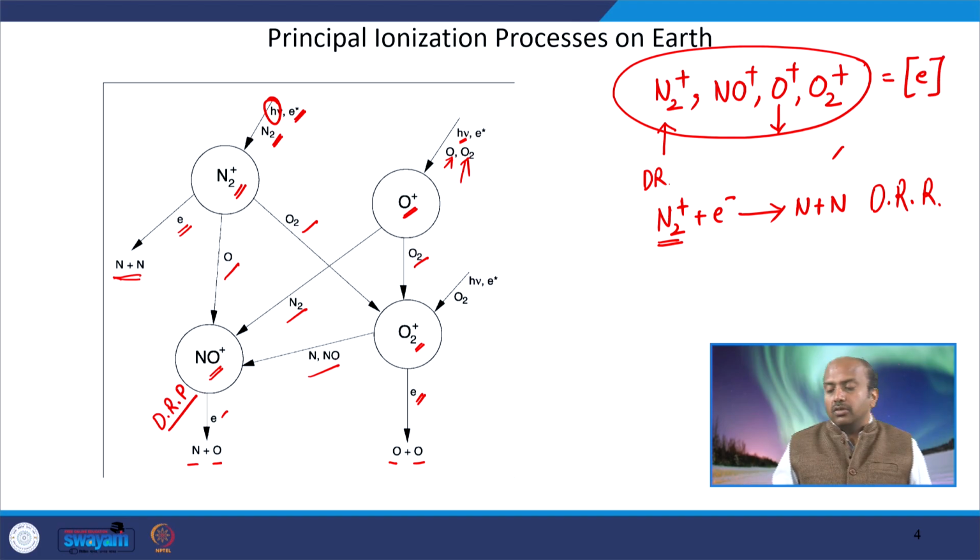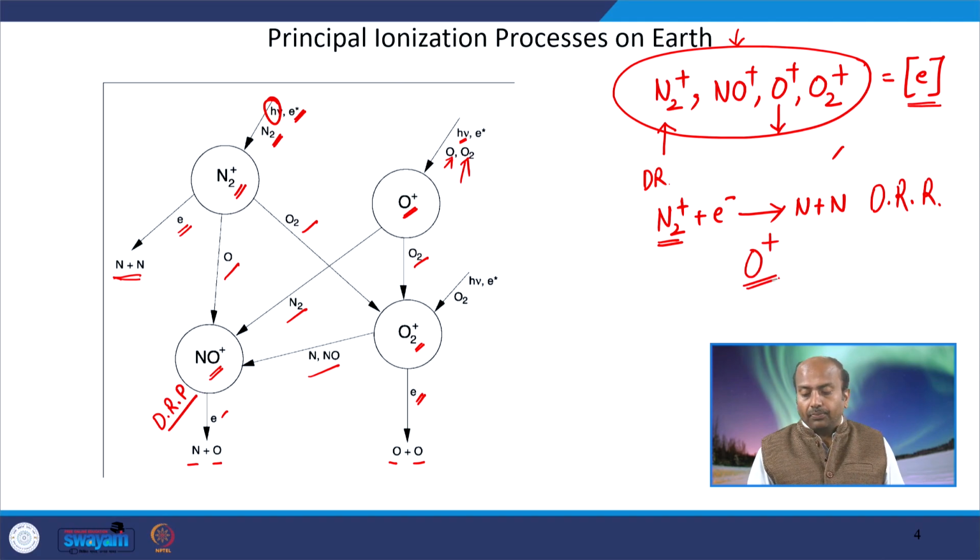So, you have to distribute the electron density according to the number of positive ion species which are present. Let us say in the topmost altitudes of the Earth's ionosphere, the most dominant positive ion is O plus. Here this O plus can only recombine with a certain number of electrons. How many electrons? Equal to the number of O plus ions.